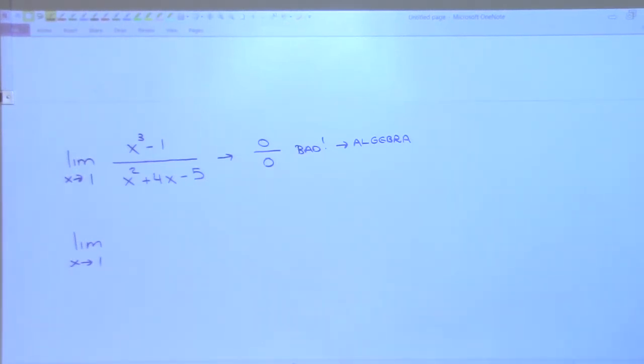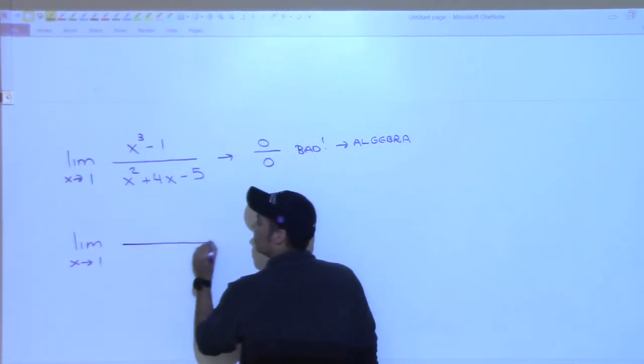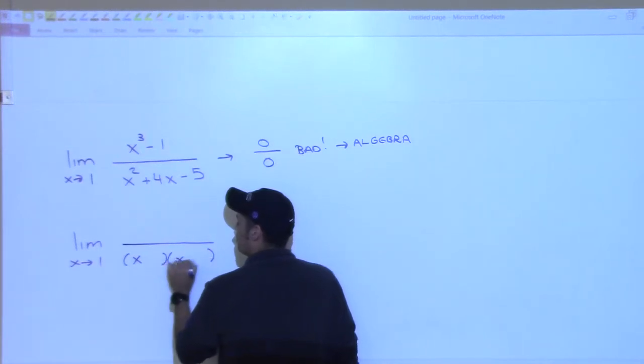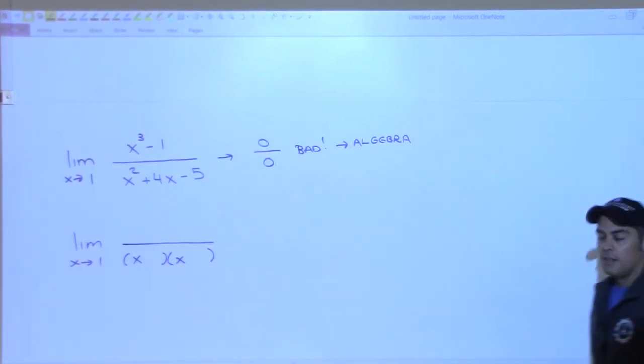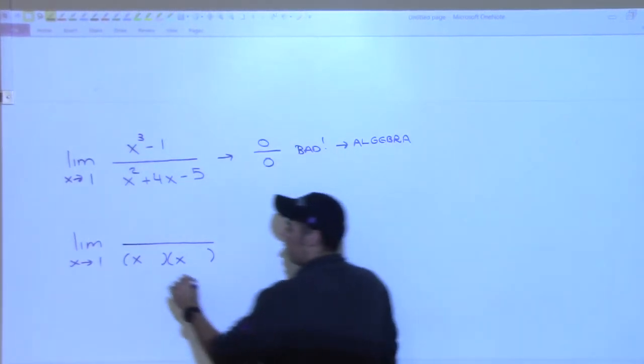What kind of algebra can we do here? Factor the bottom. Okay. What can you do at the top? A difference of cubes. It is a difference of cubes. Yes. But let's do the bottom first because you mentioned the bottom. So how does that factor? x minus 1, x plus 5.